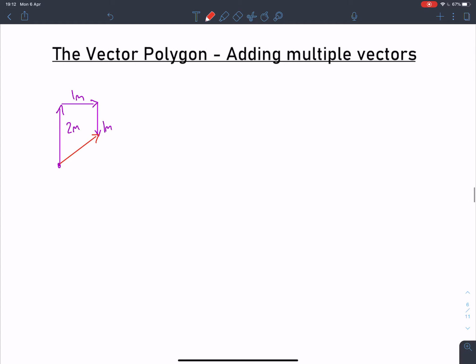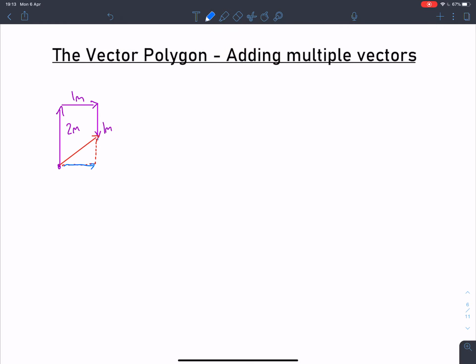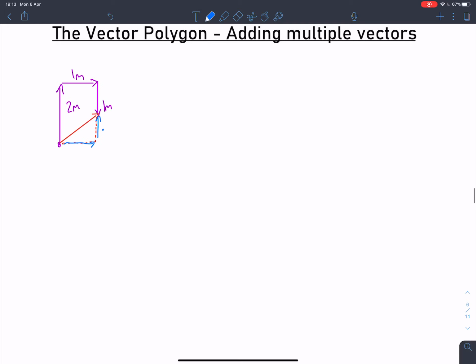So let's have a little look. I want to find the length of that side and that side. So let's start with this one here. So I've gone 2 meters upwards. I've gone 1 meter to the right. Well, that 1 meter is not going to affect the arrow we're looking at. And then 1 meter back down. So in total, I've gone 1 meter north. What about in the east and west direction? Well, I've gone 1 meter to the east. And so this red arrow is going to be equivalent to going 1 meter east and 1 meter north.